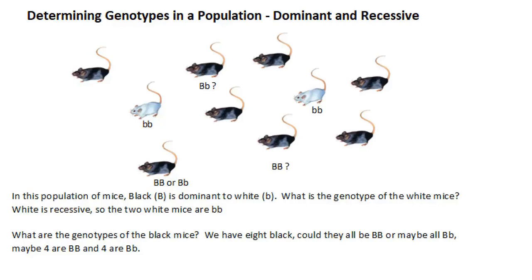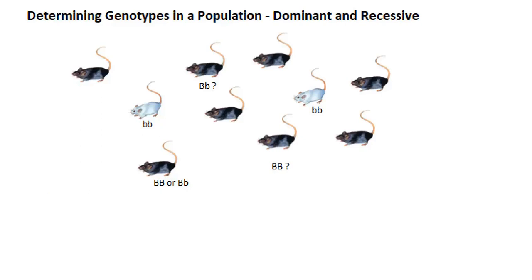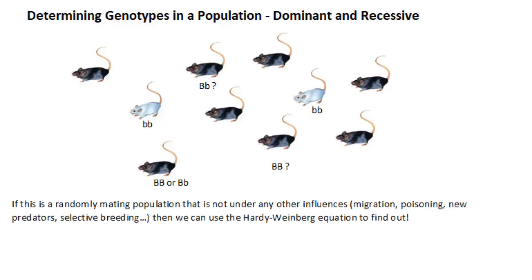We can actually find this out, and here is how we know this. If this is a randomly mating population that is under no other influences, like migration, or poisoning, or new predators, or selective breeding, then we can use what is called the Hardy Weinberg equation to find out about these black mice, to find their genotype just with an equation.